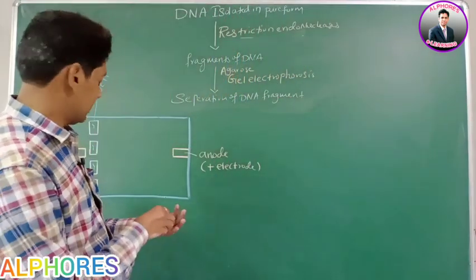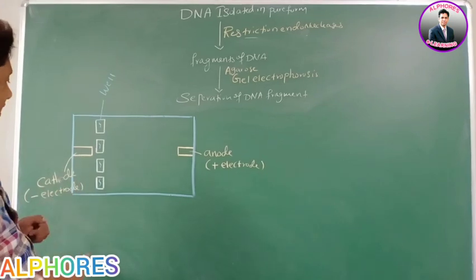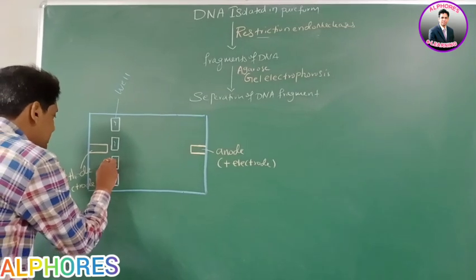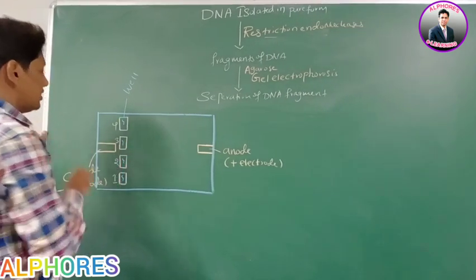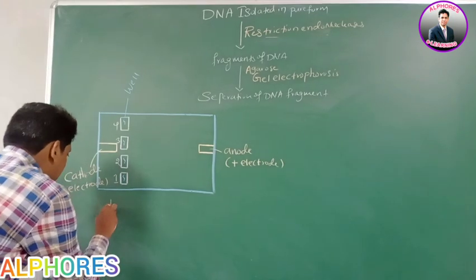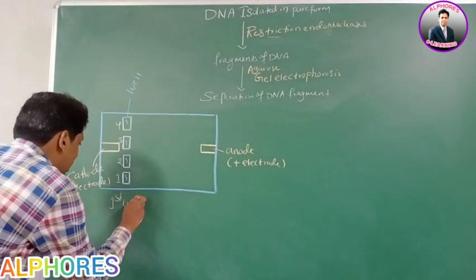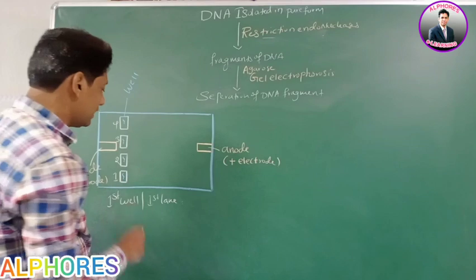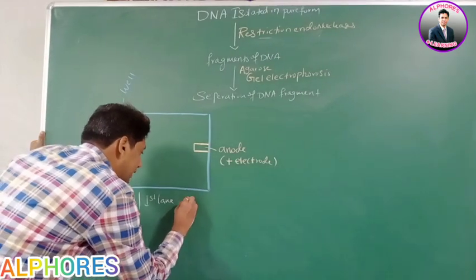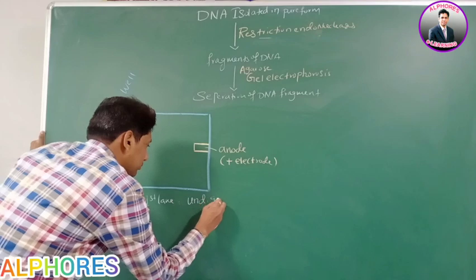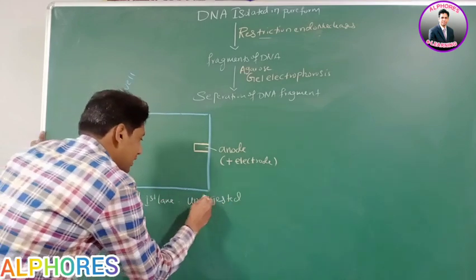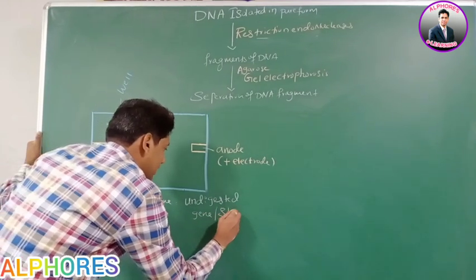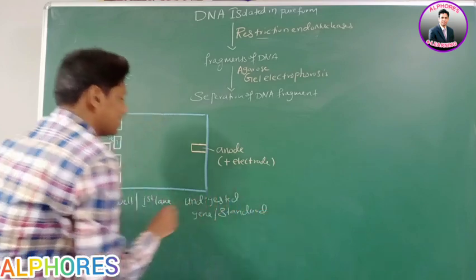Right. Now, see here. How many wells are there in this diagram? 4 wells, right? I am numbering these wells. This is the first well, this is the second one, this is the third one, this is the fourth one. The first well, I am calling the first lane. In the first well, first lane, I am taking undigested gene, nothing but standard.